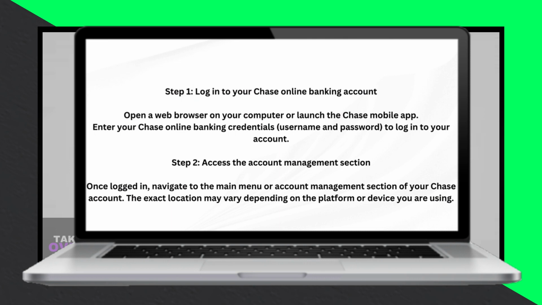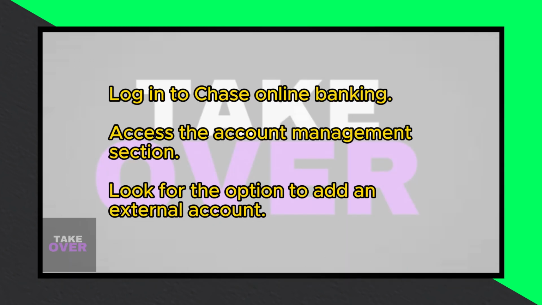To effectively add an external account to your Chase account, follow these 5 simple steps outlined in this comprehensive guide. Commence by logging into your Chase online banking account either through a web browser on your computer or the Chase mobile app. Provide your username and password to gain access.